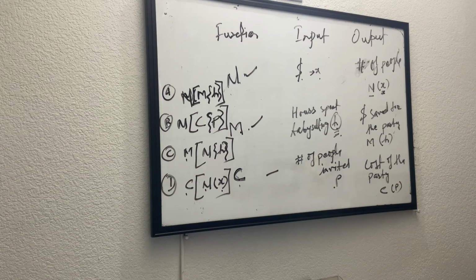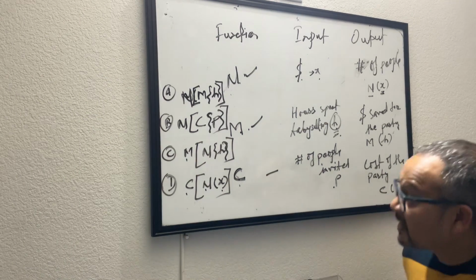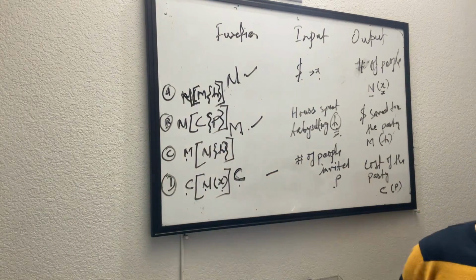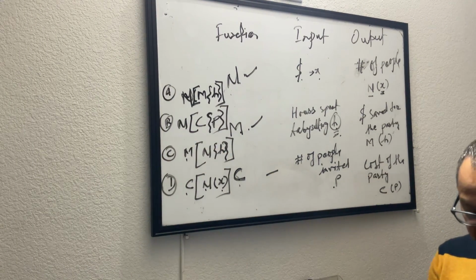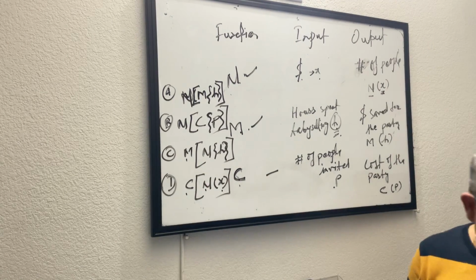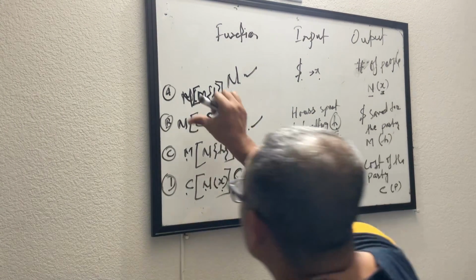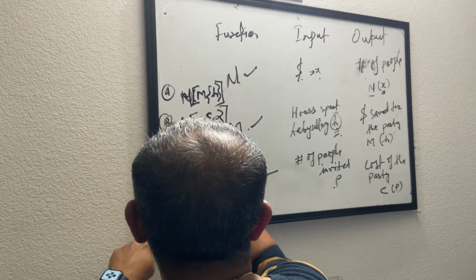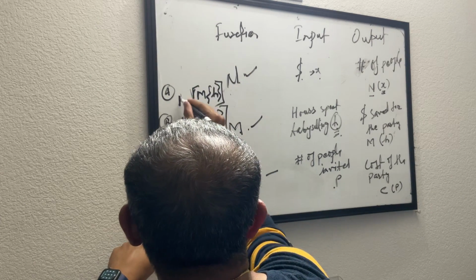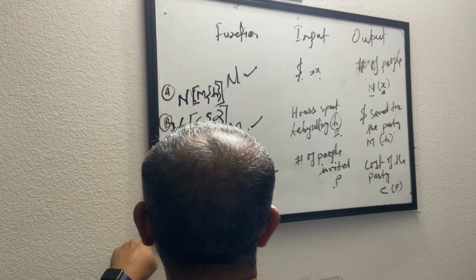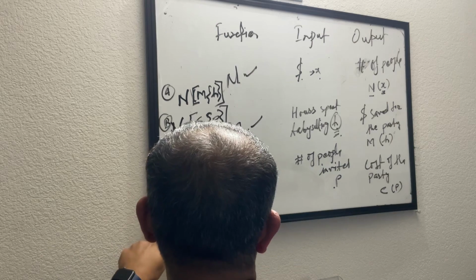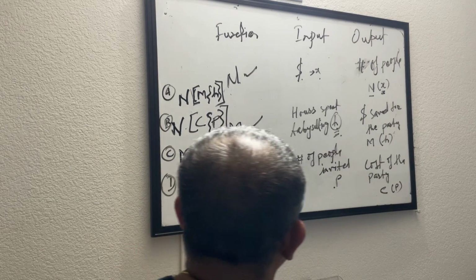Okay, so it's definitely the first one. Wait, is the second one m of c of p? N of c of p. Okay, let me just check. N of c of p. Let me write it carefully. It is n of c of p. This is n of m of h. This is m of n of h. This is c of n of h. Okay.